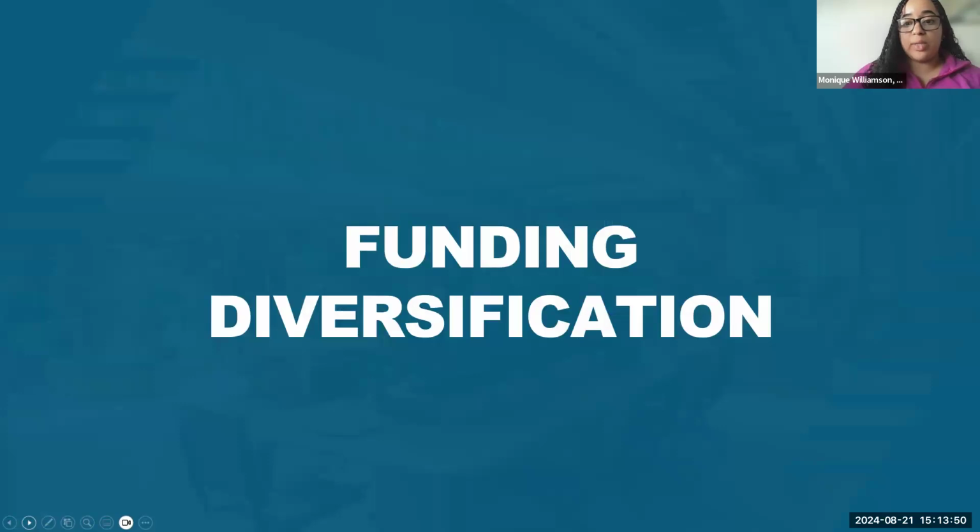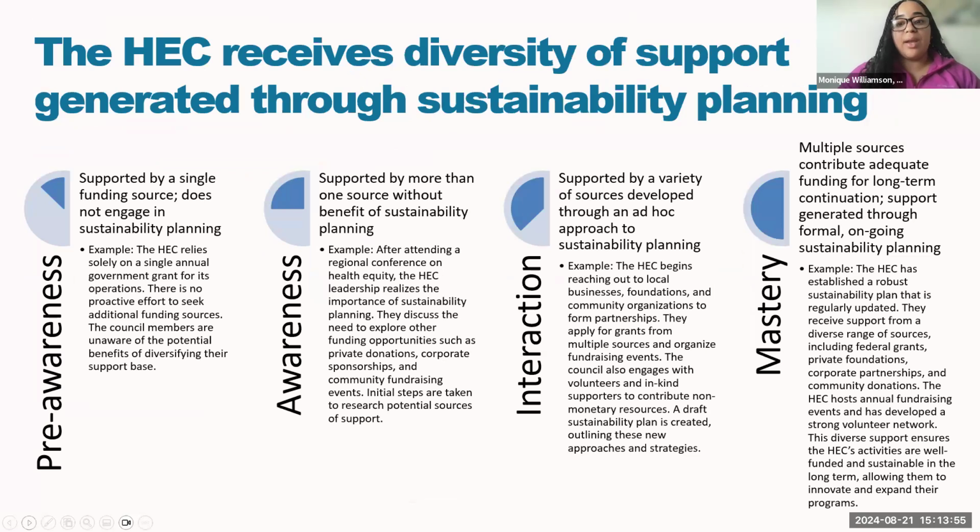Our final component is funding diversification. The aspect of this component is that the HEC receives diversity of support generated through sustainability planning. For the pre-awareness level, supported by a single funding source, the HEC does not engage in any sustainability planning. An example would look like the HEC relying solely on one single annual government grant for its entire operation. There is no proactive effort to seek additional funding sources. The council members aren't aware of the potential benefits of diversifying their support base.